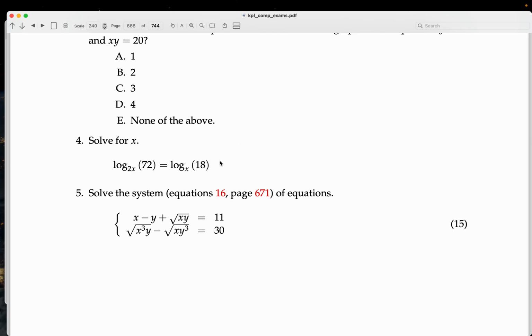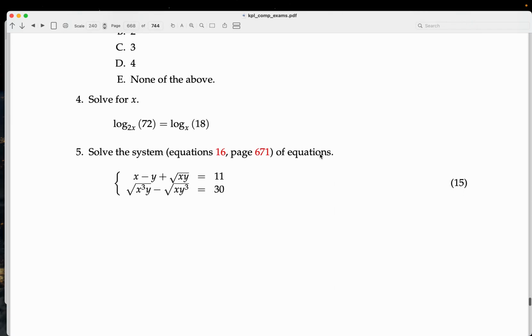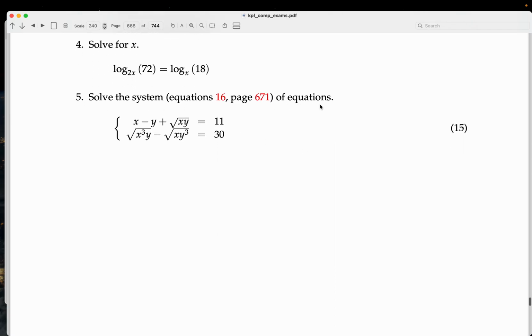This one, another log equation, really doesn't look that bad to do. Who knows? Maybe it's not. Maybe it's really difficult. Number 5, or maybe there's a trick there. You're missing an answer, whatever. Number 5 is a system, 2 equations, 2 unknowns, and you have to solve it.